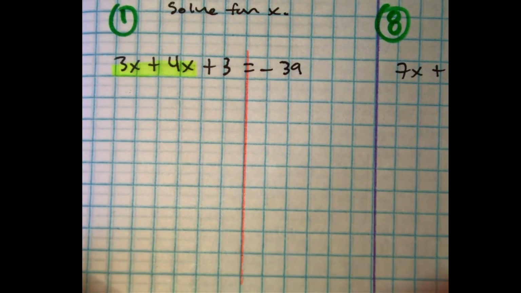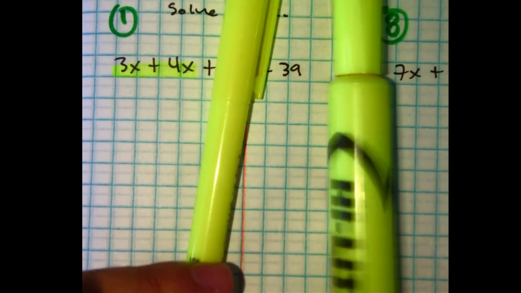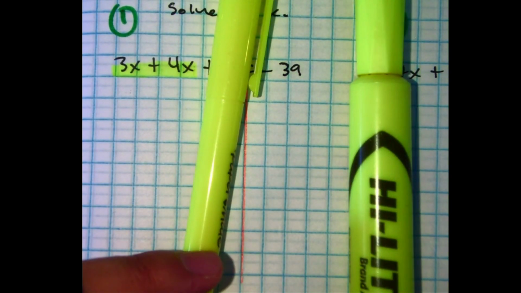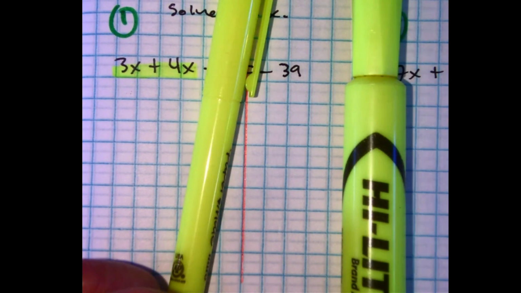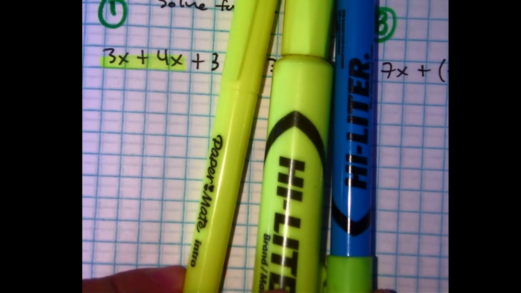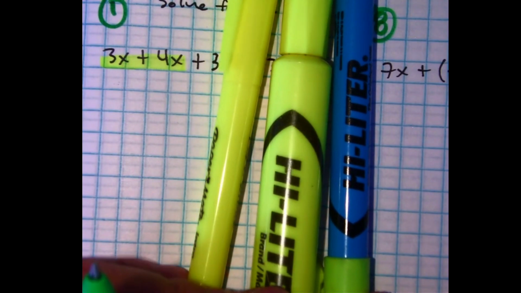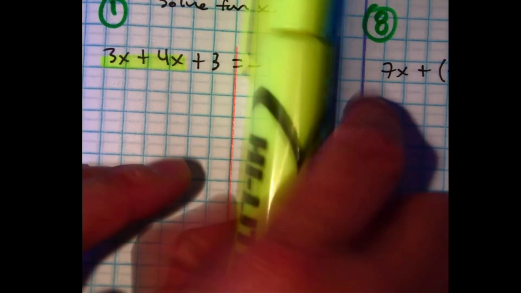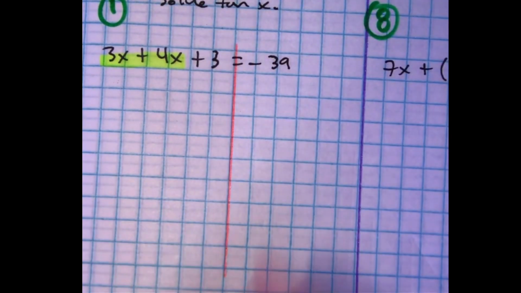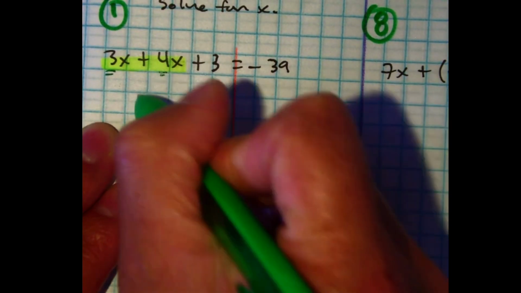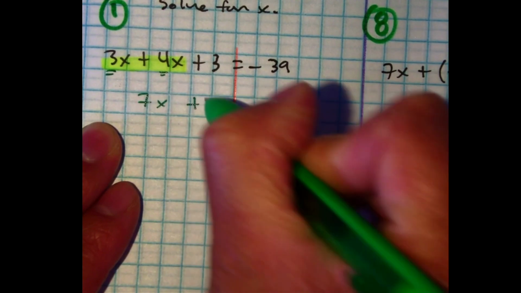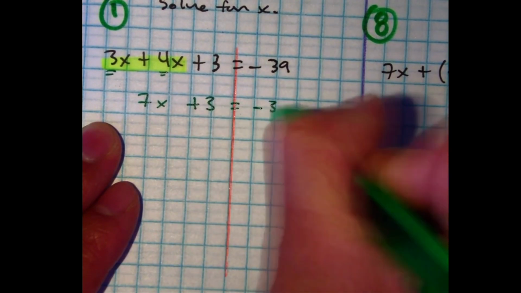For example, class, are these like terms? They're not just highlighters. They're both yellow, right? So I would say 2 yellow highlighters. Girls, what is 3x plus 4x? We just add the numbers in front. That becomes 7x plus 3 equals 9.